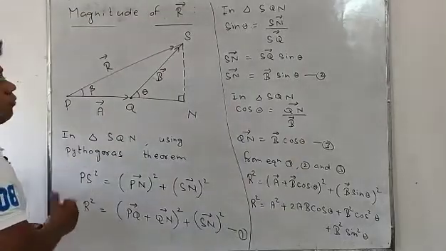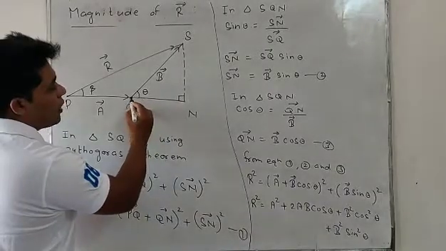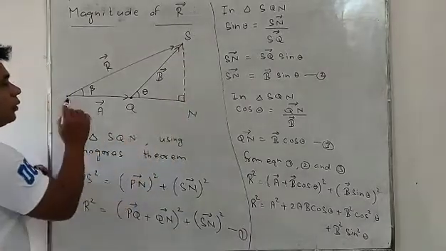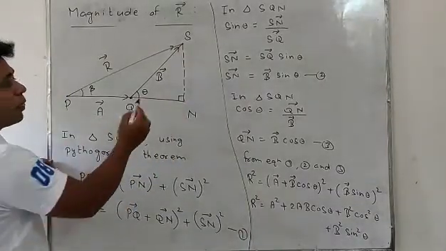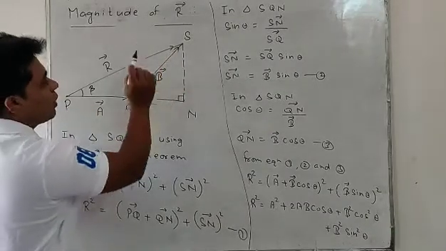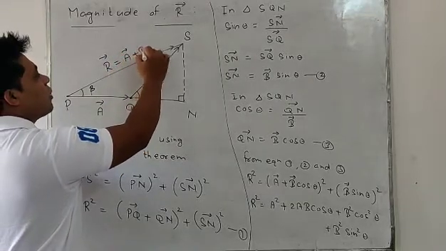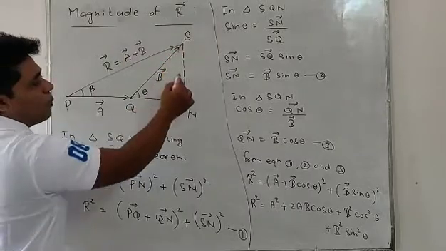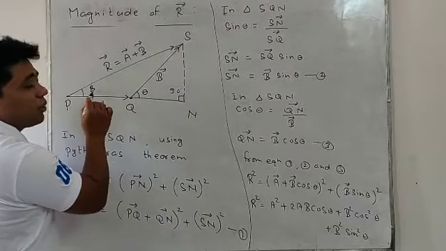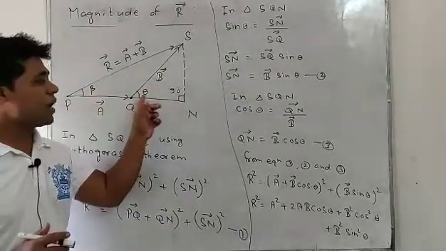What I did, students, is make a small construction: extend the side PQ till N and draw a perpendicular SN. PQ side is representing vector A, QS side is representing vector B. These are two continuous sides of a triangle, and the third side is representing vector R, the resultant of vector A and vector B. I draw a perpendicular. This is 90 degrees. Let this angle be theta and this angle be beta. You can take any alpha, beta, gamma, or phi. This part is the construction part.